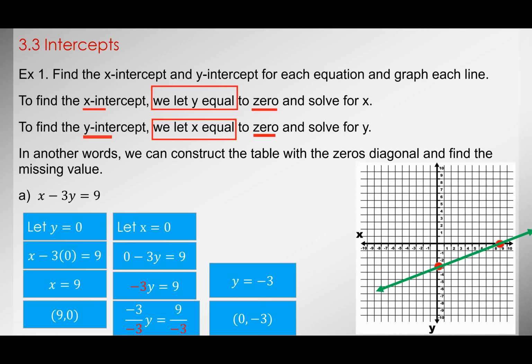So, question on how to find the x-intercept? Again, to find the x-intercept, we let y equal to 0, which is x, 0. And to find the y-intercept, we let x equal to 0, which is 0, y. Question with this particular problem?